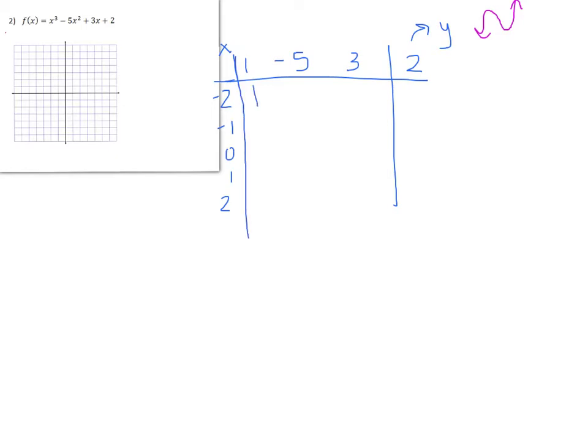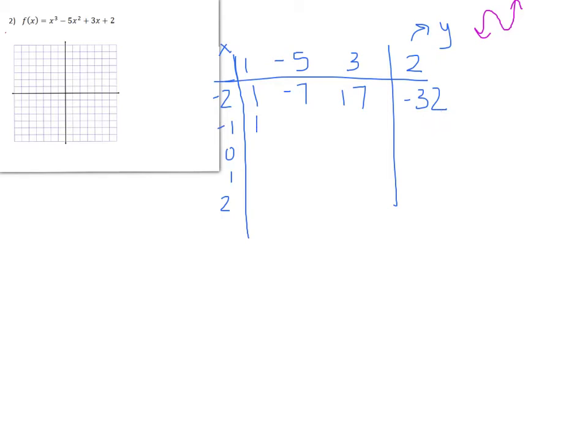So we're going to drop down the 1. 1 times -2 is -2, plus -5 is -7. -7 times -2 is +14, plus 3 is 17. And then we have 17 times -2 is -34, plus 2 is -32. The point we have then is -2, -32. That's way off the graph, so we're not going to graph it. We'll just move on to the next one.